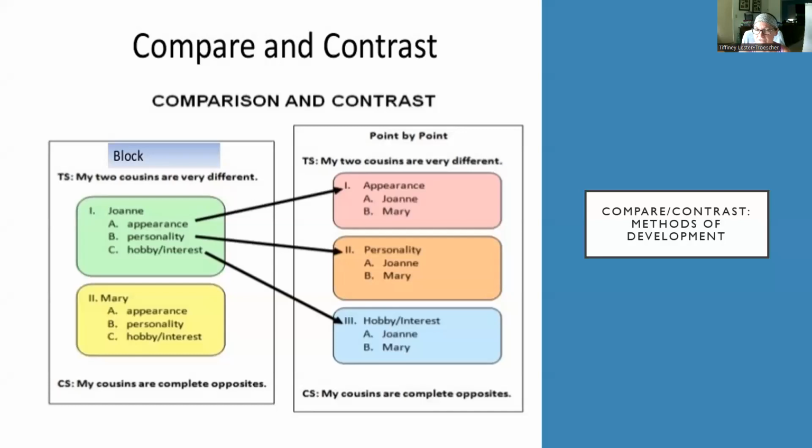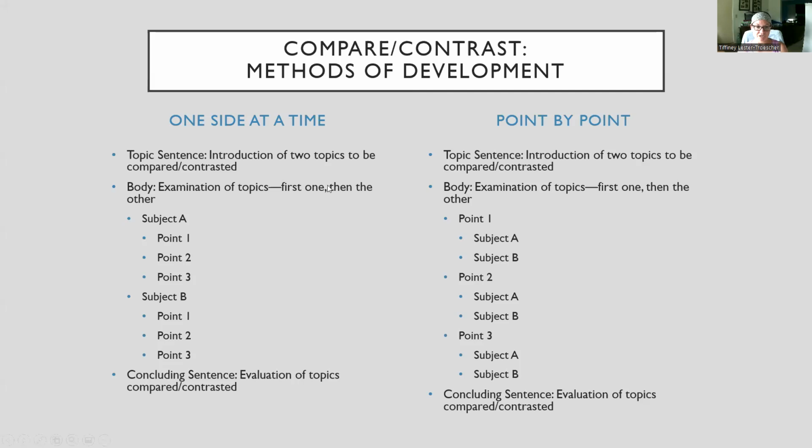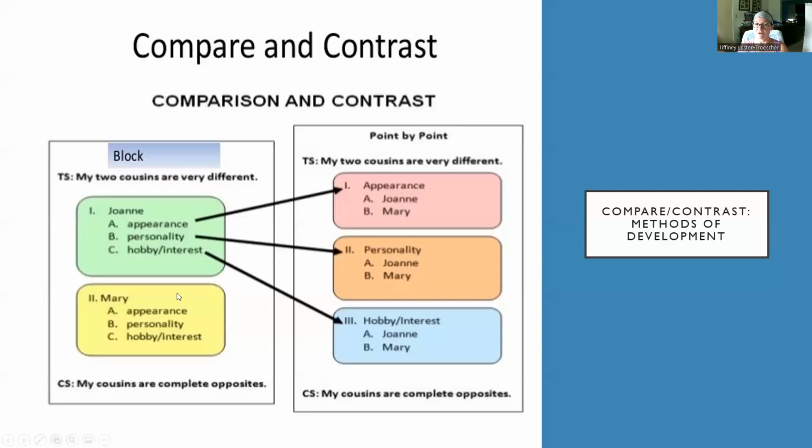All right, so here is a different sort of visual that has some specifics with it, because on the other side, it was just subject A, point 1, point 2, point 3. There was nothing specific for us to anchor that to. So here we have the same idea, the same sort of outline, but we have some specific subjects. If we're using that block one side at a time approach, that's this one right here. We can tell the topic sentence is my two cousins are very different, right?